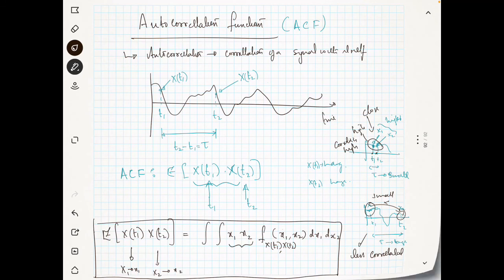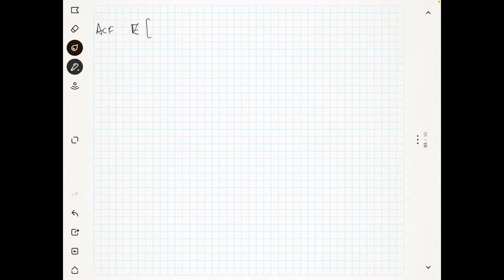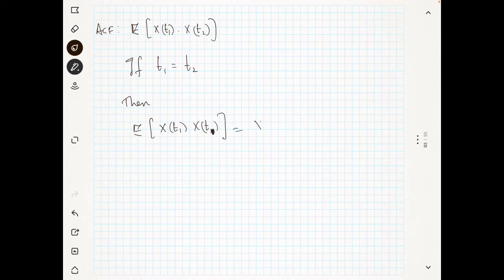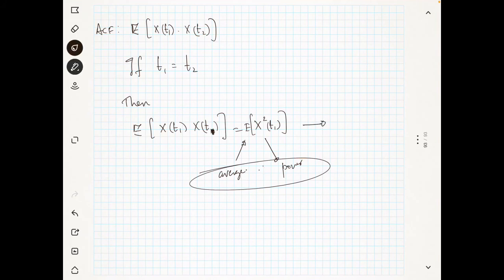Now we will see the special case. The autocorrelation function is the expected value of x of t1 multiplied by x of t2. If t1 is equal to t2, then it becomes x of t1 into x of t2, so I will replace t2 with t1. This is nothing but the expected value of x square of t1. Expected means it is the average, and the square denotes the power of the signal. So it is giving the average power of the signal at time t equal to t1. So this is the autocorrelation function.